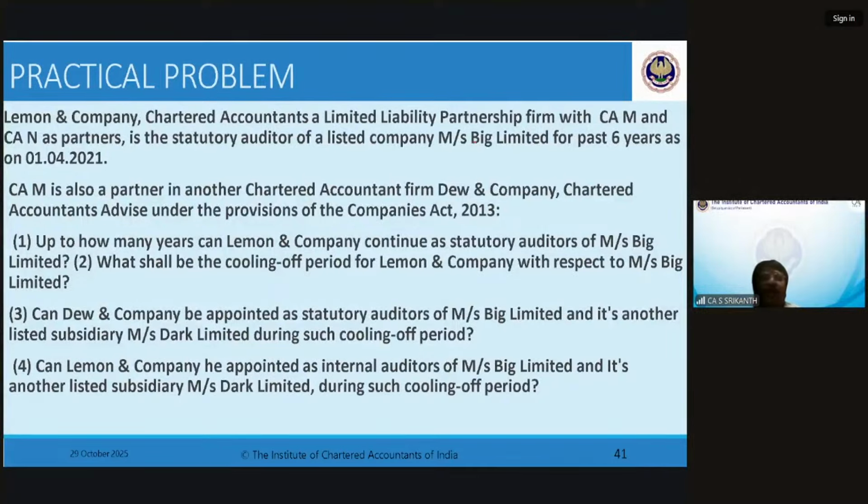Lemon and Company has been statutory auditor of Big Limited for the past 6 years as on 1/4/2021. It's a firm, so one. Now CAM is also a partner in another chartered accountant firm, Dew and Company. Advise the company: up to how many years can Lemon and Company continue as statutory auditors of Big Limited? What shall be the cooling off period for Lemon and Company? It's a firm, an LLP.